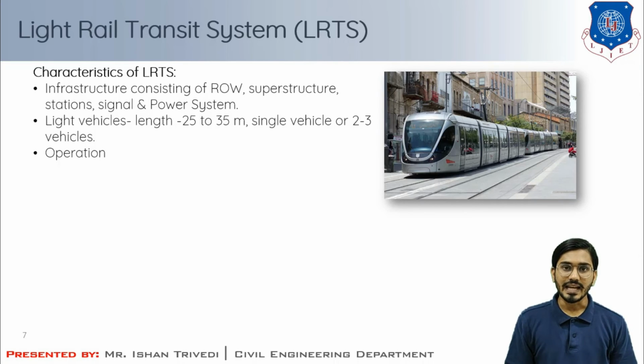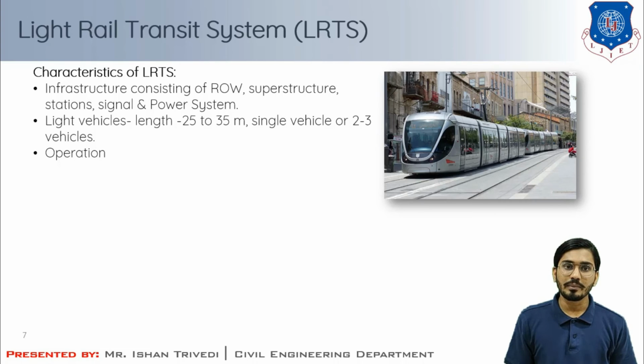Here this LRT uses relatively lighter vehicles and lighter track as well. It can be developed in stages from a modern tramway that shares its right of way with the other traffic to the rapid transit. Means, as I said, that it is one of the modified versions. At the initial stage you can provide the tramway and you can just upgrade it based on our requirement, and it is one of the modern tramways.